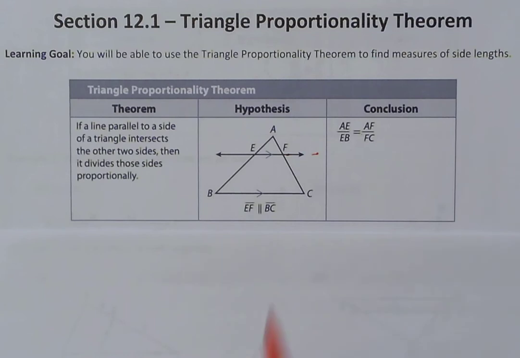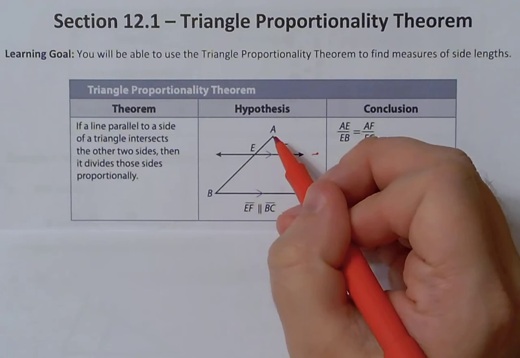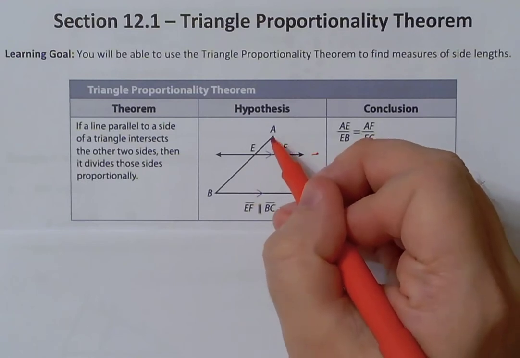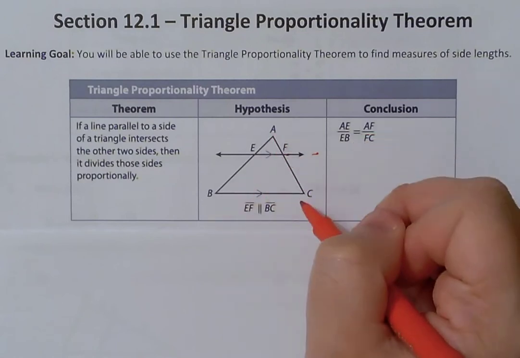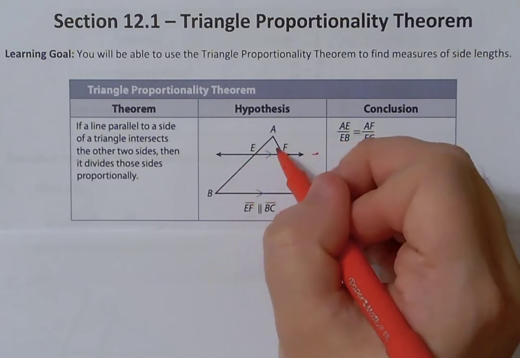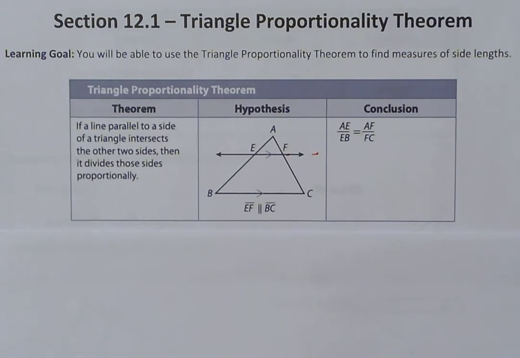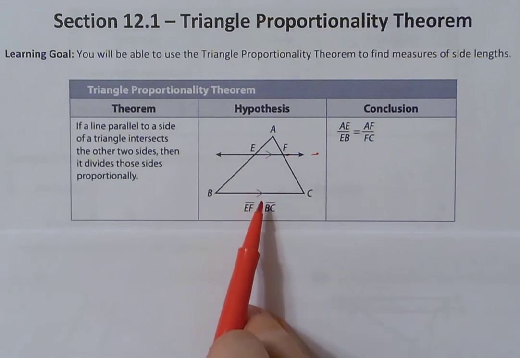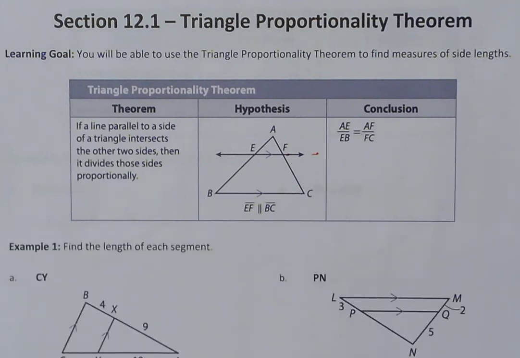Unlike with Module 11, we don't have to take AE and set it equal to AB, or take AF over AC. So we don't have to do small over the whole, small over the whole. We can take this part over this part equals this part over this part. And the reason we can do that is the Triangle Proportionality Theorem, and because EF is parallel to BC. So, with that said, let's go ahead and get into practice for example 1.